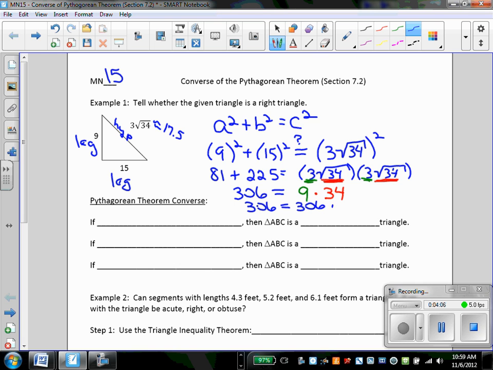So this is actually checking out, which means that the Pythagorean theorem is working here. If the Pythagorean theorem checks out like this, that means we can say yes, it's a right triangle.